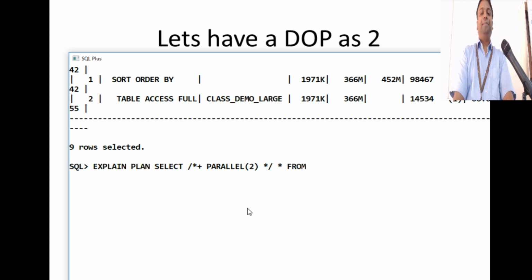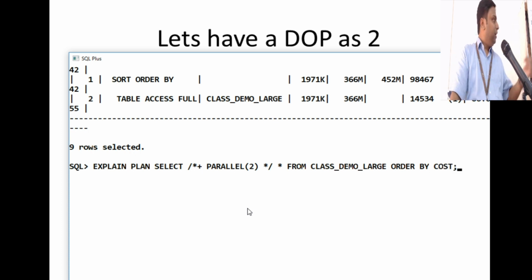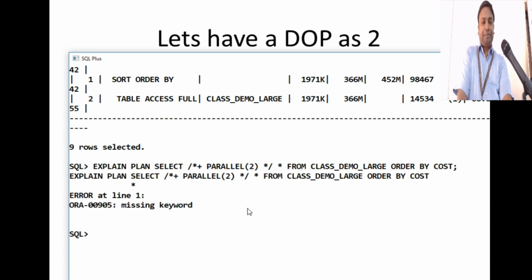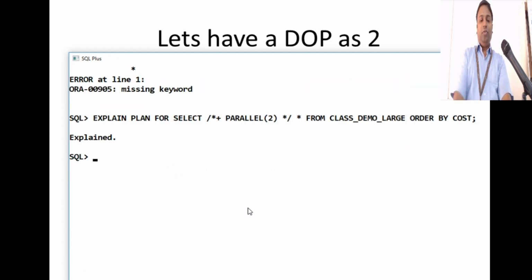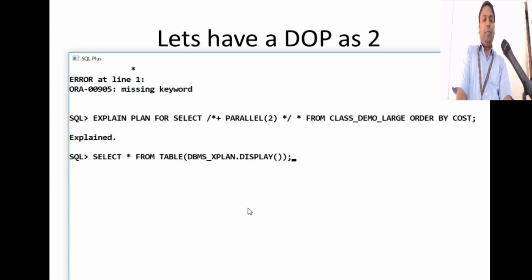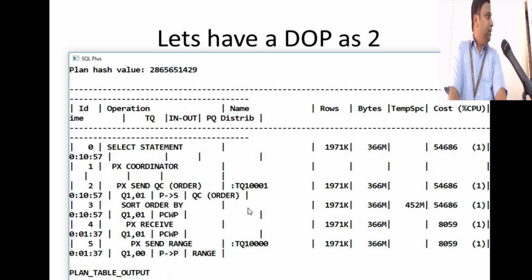Select star from what table is it? It is class_demo_large, order by cost. The same query. Now we are enforcing a parallelism of 2, which means we'll have 4 threads, 2 producers and 2 consumers, working on the data in parallel. So we'll go and run it, and it is actually explain plan for. I missed a keyword here, that's why it's giving an error. So now let's go and view the plan. How will you view the plan? You're just going to say select star from table, this package.